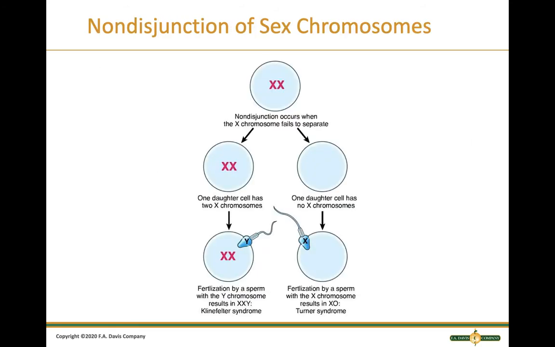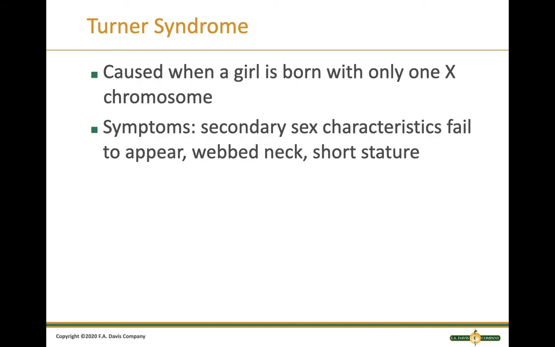And then if we look on the right, this cell got no X chromosomes, and if it was fertilized with an X chromosome, that's called an XO genotype, and it results in what's called Turner syndrome, when a girl is born with only one X chromosome. Some of the symptoms are the secondary sex characteristics fail to appear. Also, they'll have a webbed neck and a short stature.